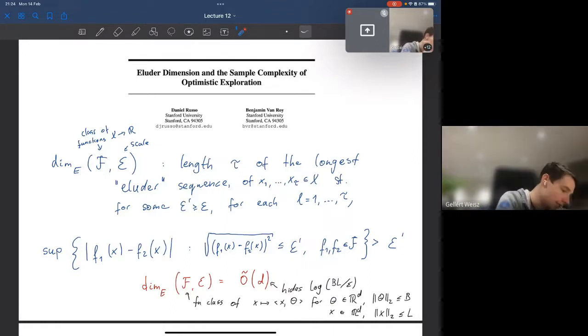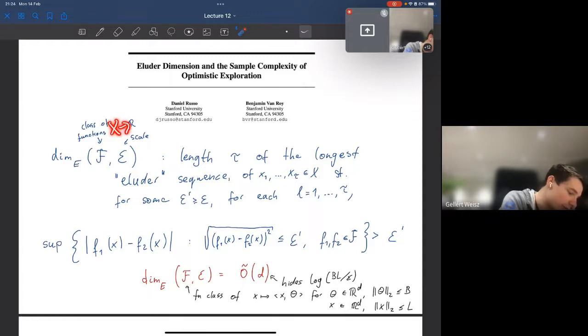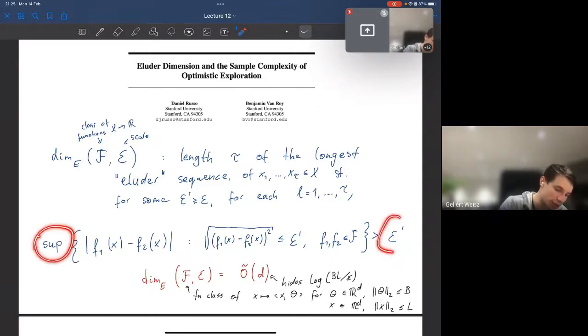And so what is this thing? We write dim E, and what can have an eluder dimension? The function class can have a dimension, right? That makes sense. So this is a class of functions that map from some X to R. And then it also has a scale parameter, epsilon. And so the eluder dimension is the length tau of the longest eluder sequence. And what is an eluder sequence? Well, it is a sequence x1 to x tau from X, such that for some epsilon prime that is at least as large as epsilon, let's for now not worry about this, for each L from 1 to tau, it is satisfied that this sup is greater than this epsilon prime, right?